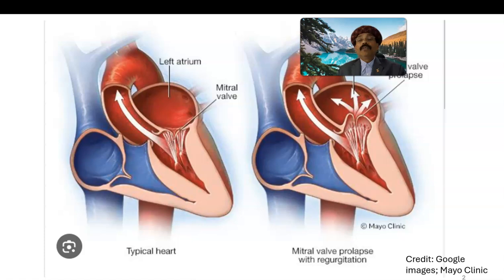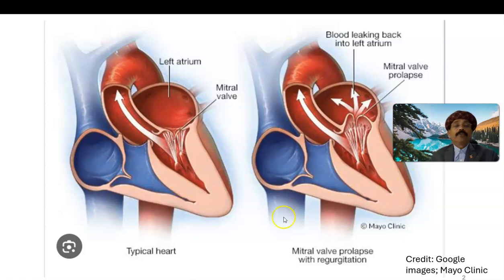If you look at the image from the Mayo Clinic, we see this is a normal heart. This is the mitral valve, the left atrioventricular valve, a bicuspid valve. When the ventricle contracts during systole, the mitral valve should be closed and the aortic valve should be open, so blood goes through the ascending aorta, the arch of the aorta, and then is distributed to the body.